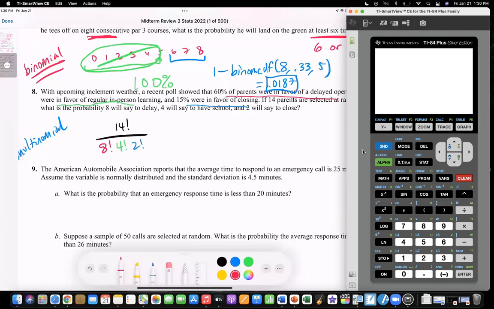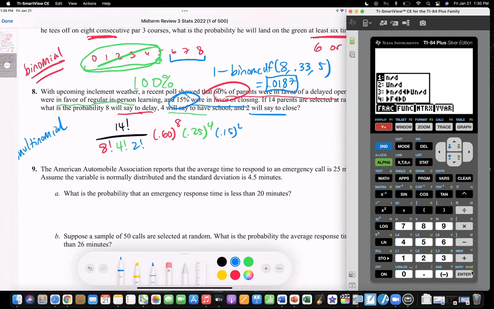Okay, so multinomial, I look at each one. It's a 60% chance for the delayed opening. So we want 60%. Remember, we want 8 of those for delay. Okay, in green, we have a 25% chance for in-person learning. And we want 4 to have school in person. And then finally, we have 15% in favor of closing. And we want 2 of them to say they close. We want 2 of those. All right, so this is going to be my formula. Because remember, the 8, 4, and 2 are going to repeat. And so the denominator always has to match the exponents. So when you're typing these in.